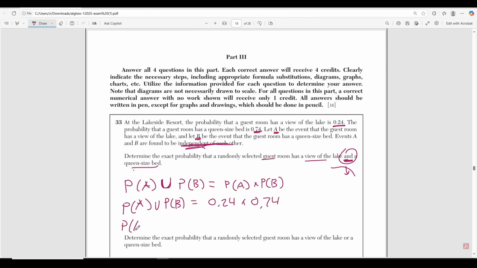Plug it into your calculator. That means that the probability of A and B is equal to 0.1776, which is the correct answer, okay? That's all you have to do. And means multiply for an independent event.